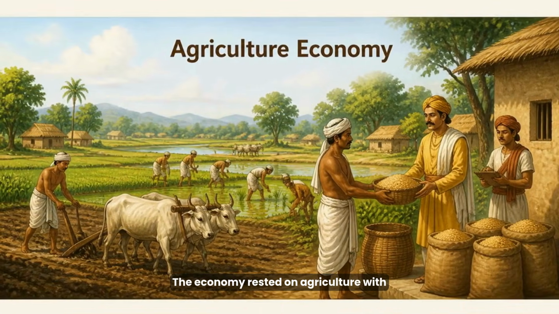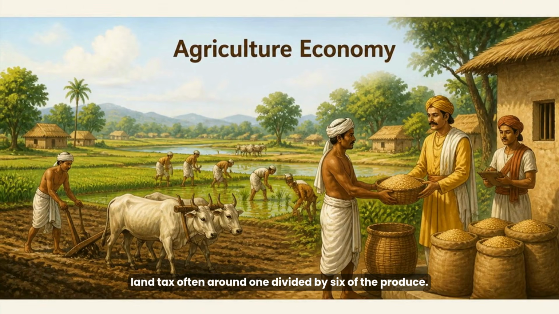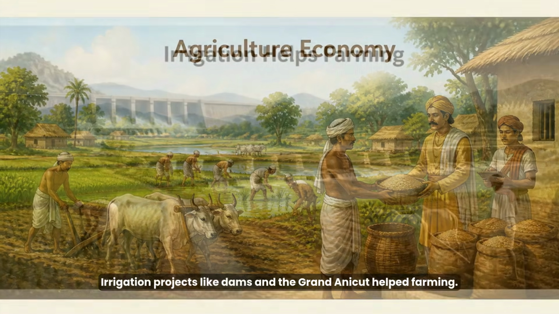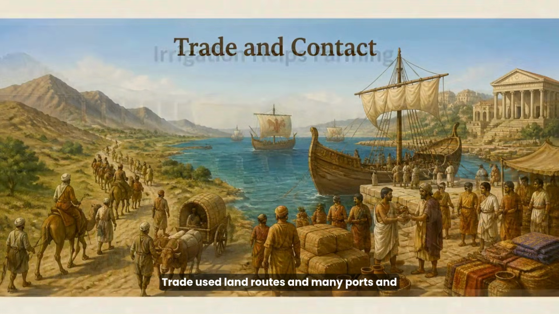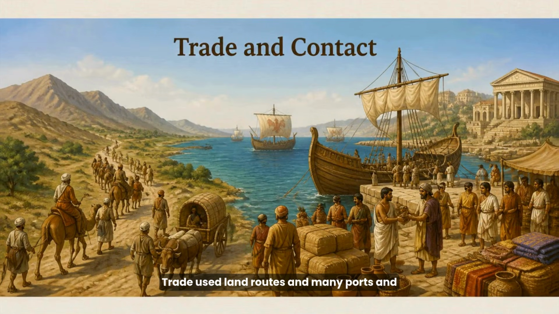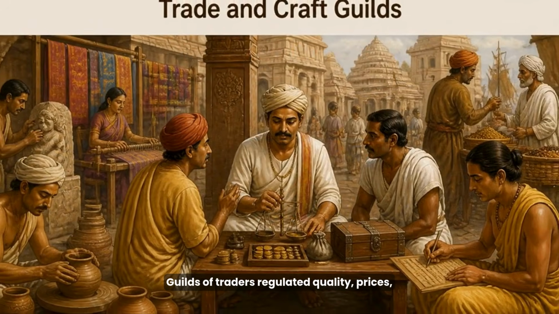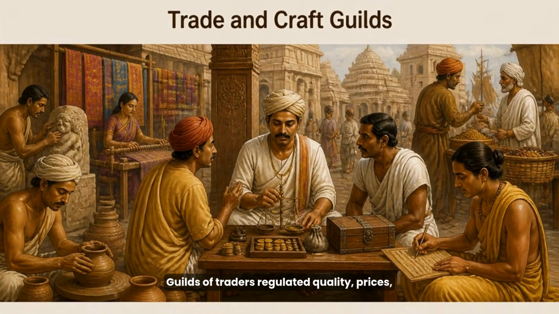The economy rested on agriculture, with land tax often around 1 divided by 6 of the produce. Irrigation projects like dams and the Grand Anicut helped farming. Trade used land routes and many ports, and contact with Rome was important for export and import. Guilds of traders and artisans regulated quality, prices, credit, and acted like banks.